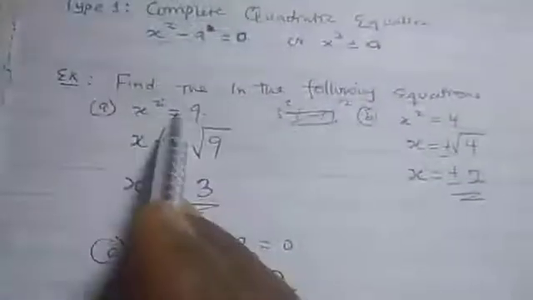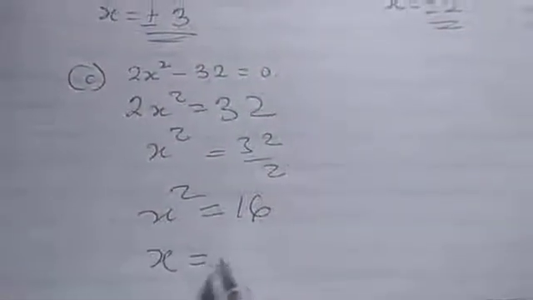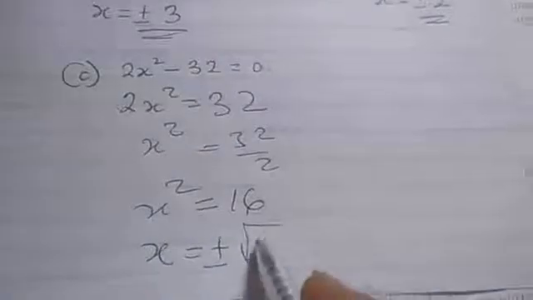So it is now in this form. How do we now find our x? We just say x is equal to plus or minus root of 16. And root of 16 will give me 4. So our answer to this question is x is equal to plus or minus 4.